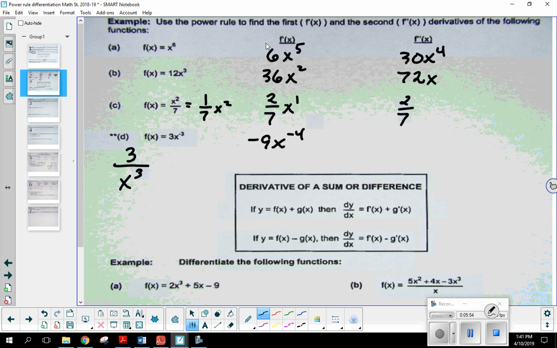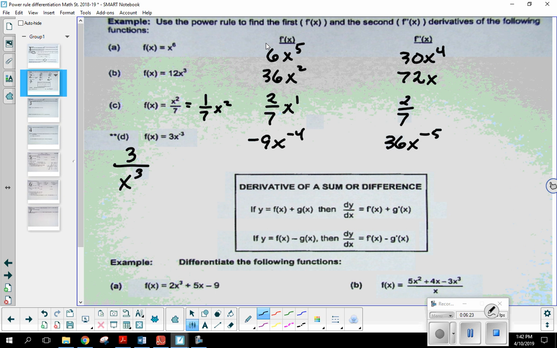And let's see here. Who can finish it off? Camille, what would the second derivative for 3x to the negative 3 look like? 36x to the negative 5. There you go. That's exactly right. Anybody having a hard time? Anybody confused?